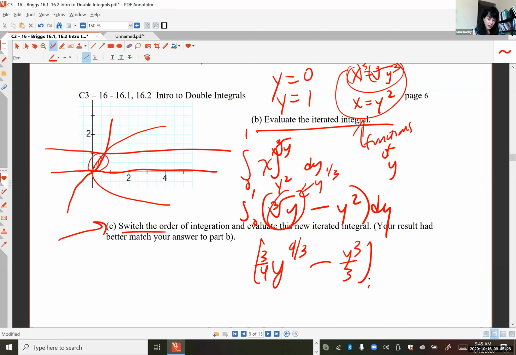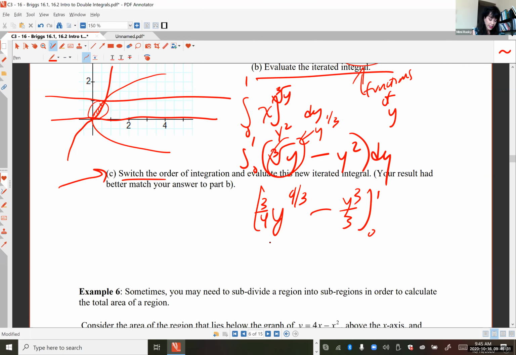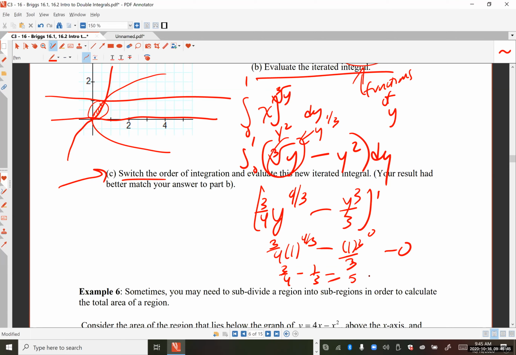And you're going to go, okay, I'll evaluate this between 0 and 1, and I get 3/4 times 1 to the 4/3 minus 1 cubed over 3, minus 0. And so 3/4 minus 1/3 is what? 5/12. Don't give me a decimal result. I want to see fractions, and so does my math lab. Unless they ask you for a decimal, give them a fraction. So did everybody get the 5/12? I hope.